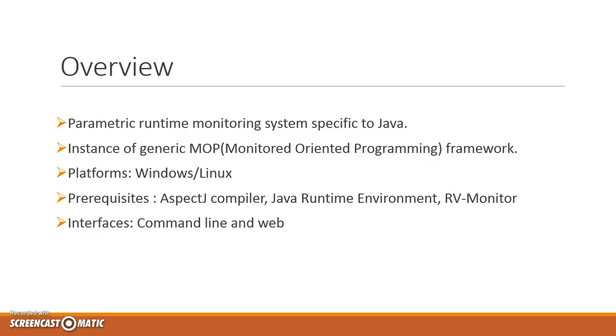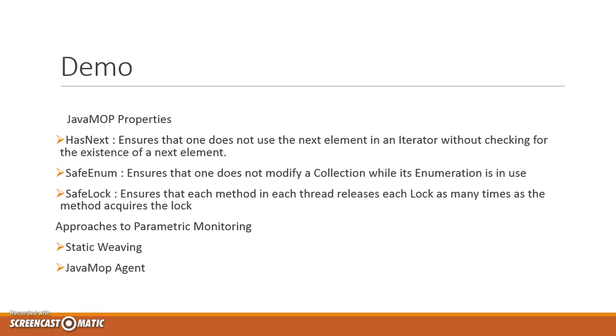Prerequisites of the software are the AspectJ compiler, Java runtime environment, and RV Monitor. RV Monitor is a runtime verification monitor tool, which is mainly used for generating monitoring code, which will monitor the target program. Whereas the AspectJ compiler generates the .aj file, which will call the monitoring code generated. The interfaces that the tool supports are command line and web. So I'll jump into the demo of the tool.